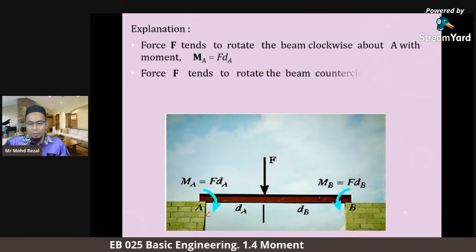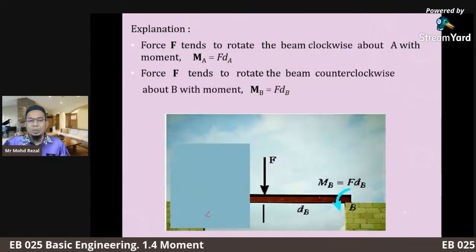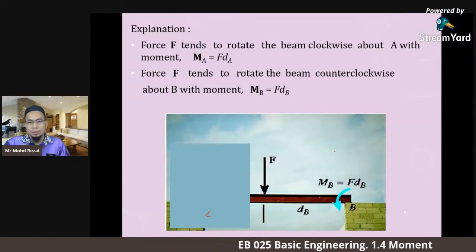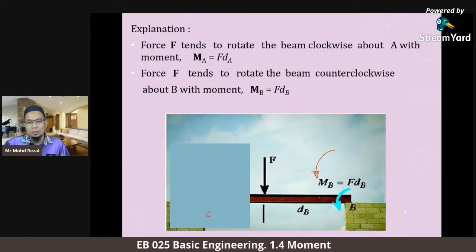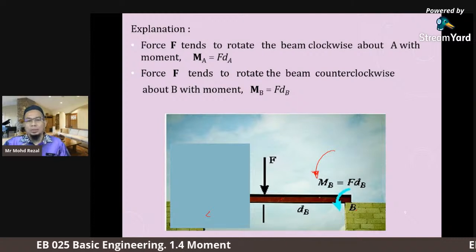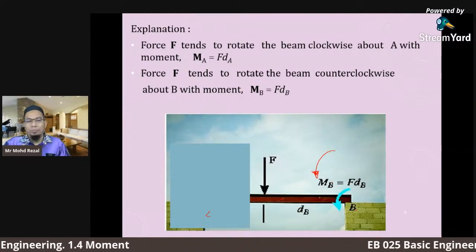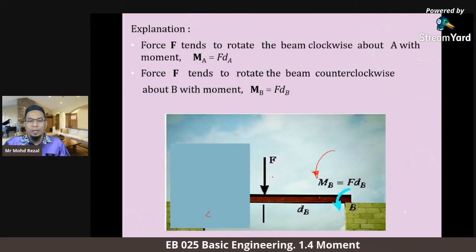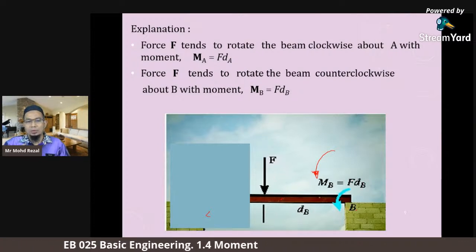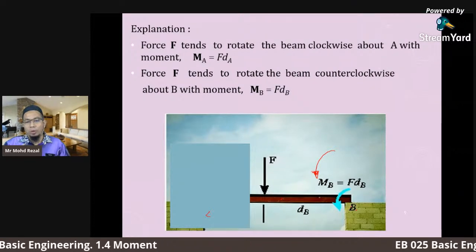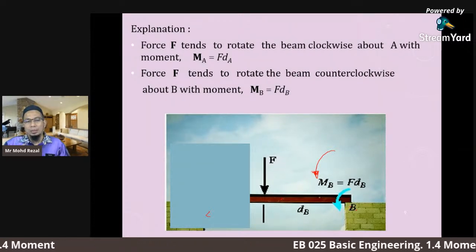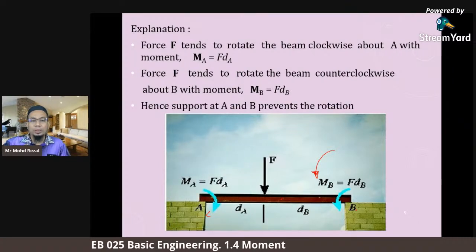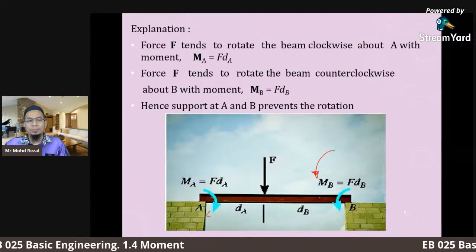Okay, F tends to rotate point B. So this force tends to rotate the beam counterclockwise like this. Counterclockwise. So the formula is M_B equals F times d_B. F we multiply by the distance from the force to the point B, the perpendicular distance. Hence supports A and B prevent the rotation.